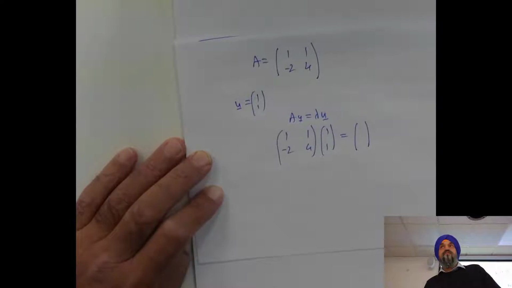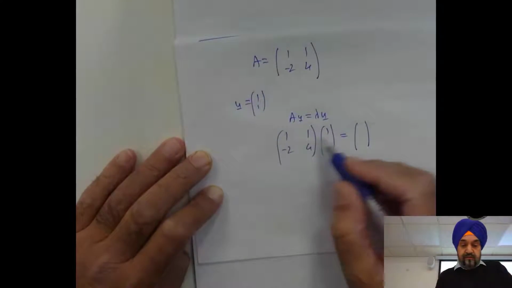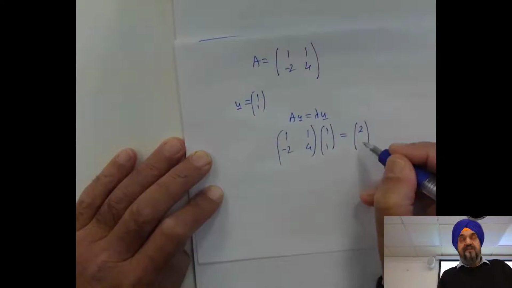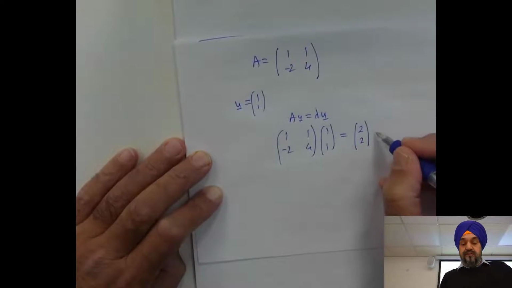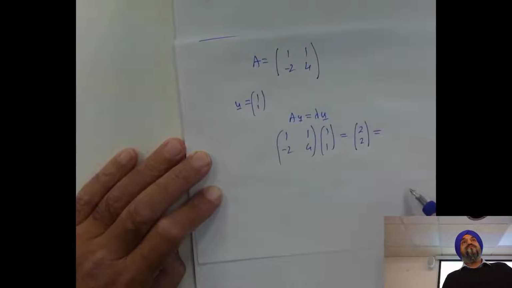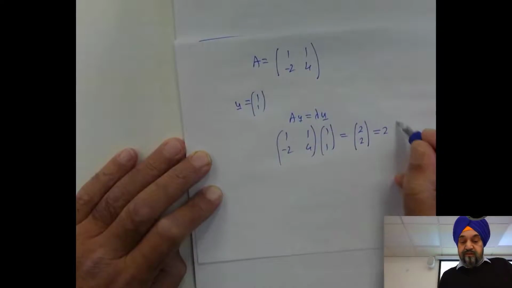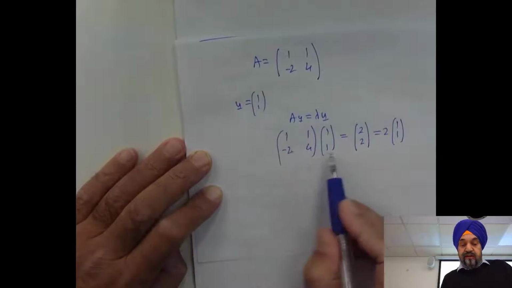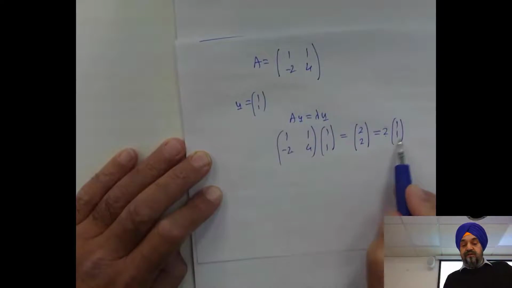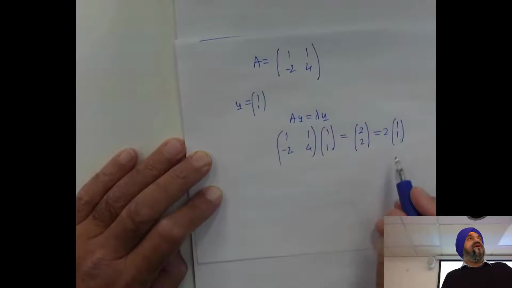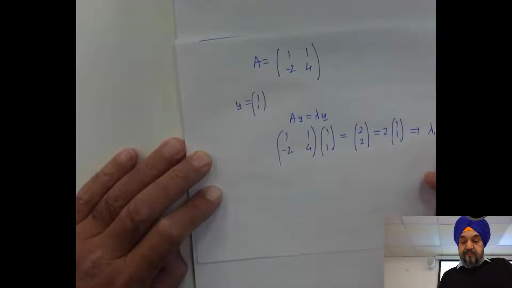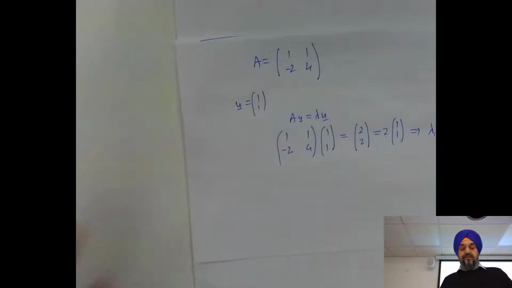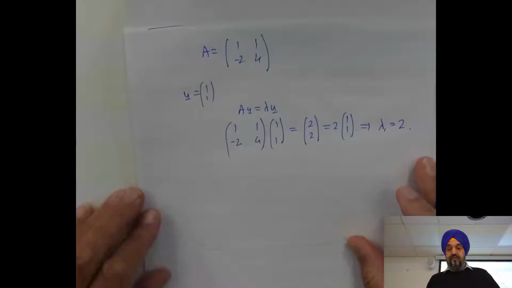What do we get? 2, and 2, isn't it? Yeah, 2 and 2. And what can you do with that? You can take the 2 out, leaving the vector 1, 1. So then you've got A times U equal to 2 times that same vector. So what's the eigenvalue equal to? 2. Of course, this implies that lambda 1, let's call this lambda 1, is equal to 2.